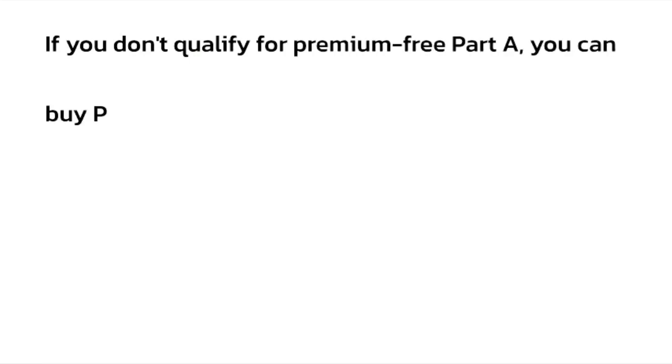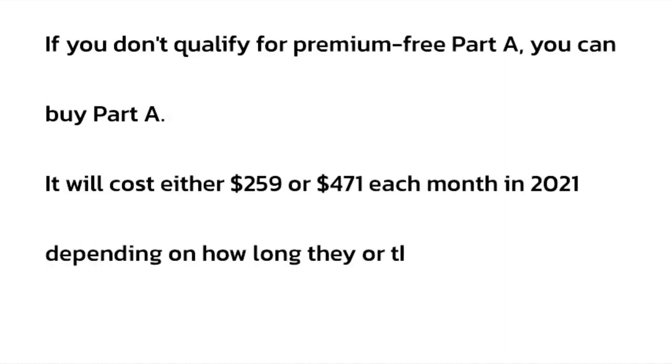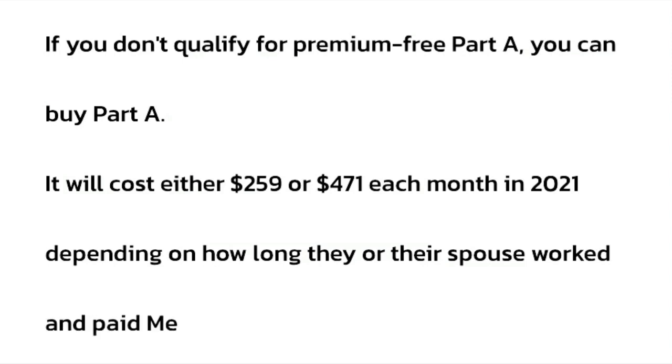The majority of people get Medicare Part A for free, but if you don't qualify for premium-free Part A, you can buy it. It will cost either $259 or $471 each month in 2021, depending on how long they or their spouse worked and paid Medicare taxes.